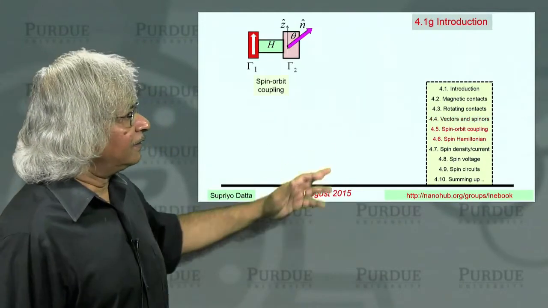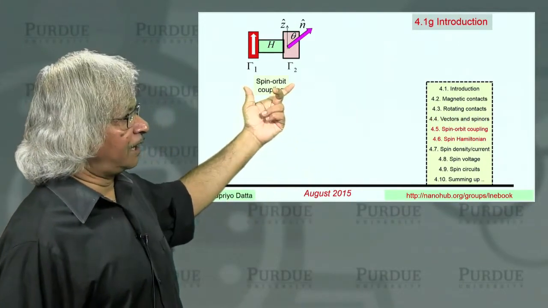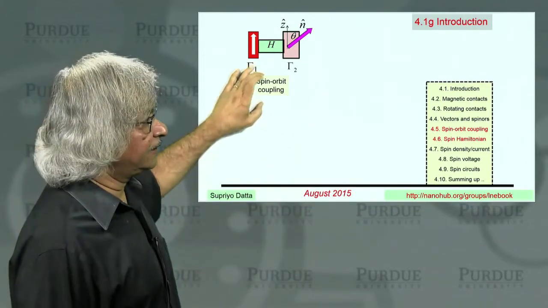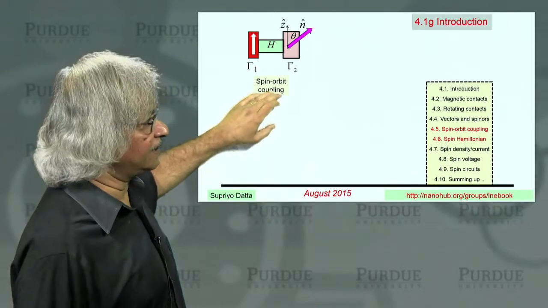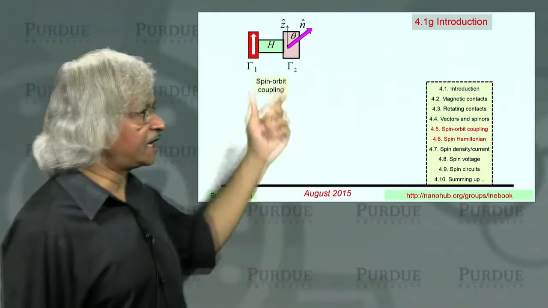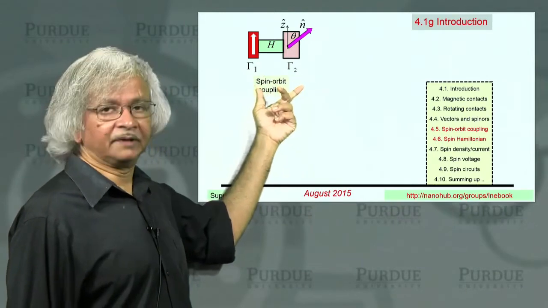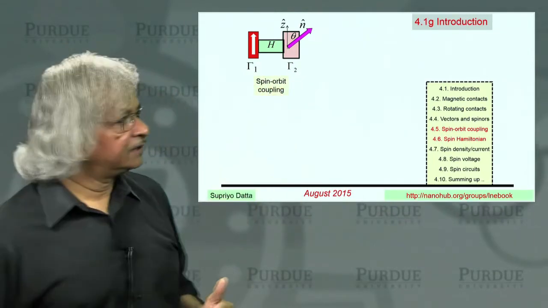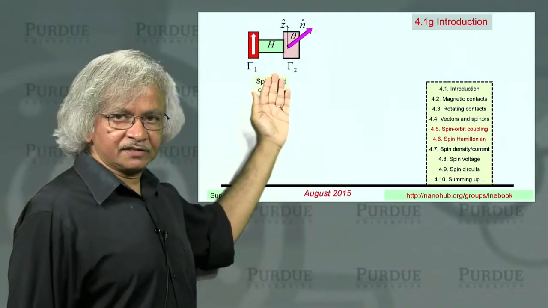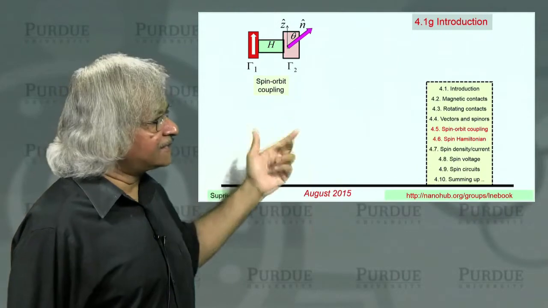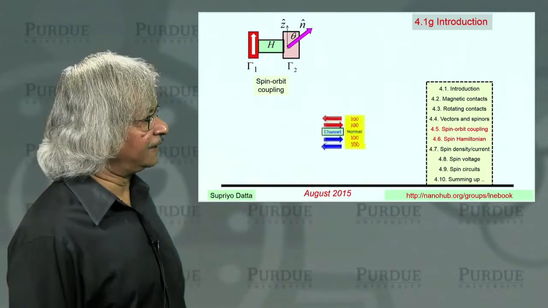Now, next we'll talk about the spin-orbit coupling. This is actually a very important relativistic effect that can be significant in certain channel materials. And these days, there's a lot of interest in channel materials that have spin-orbit coupling, and that allows you to manipulate and control spins for spintronic applications. And the basic effect is something like this.